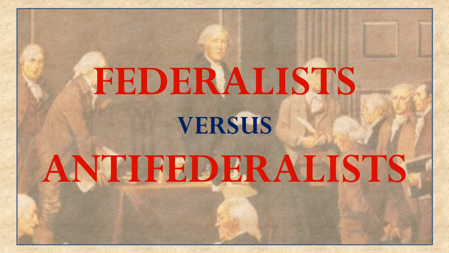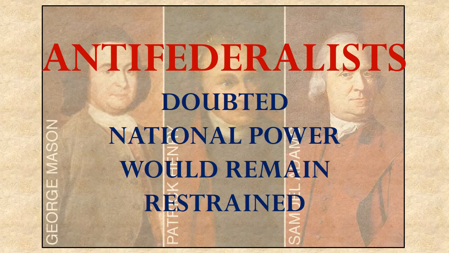Well, remember, when the Constitution was proposed, not everyone accepted the idea that it would work well. There were the Federalists who supported the idea of this new Constitution. There were the Anti-Federalists who opposed it. One of the big reasons that the Anti-Federalists opposed this new Constitution was they doubted that the national government would remain restrained within its assigned powers. They were worried that it would expand out and eventually gobble up the powers of the states.